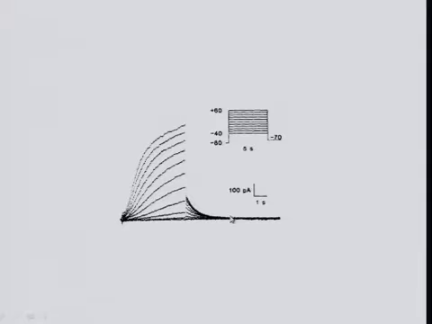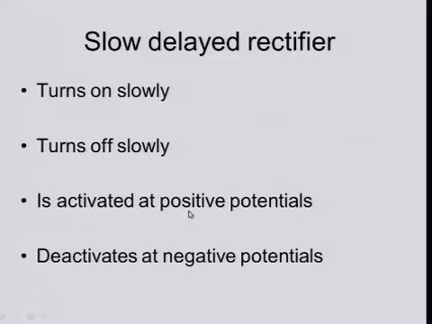And then more importantly, when you dip back to minus 70, what you find is that this current slowly, slowly decays away. So if you look at this 1 second time scale, if you're thinking about action potentials and heart rates at 1 or 2 beats per second, this decay is pretty good. It's right in the middle of a region that you need to be sensitive to the amount of time you're spending in diastolic depolarization. So it's the right time frame for it. It turns on slowly, it turns off slowly.